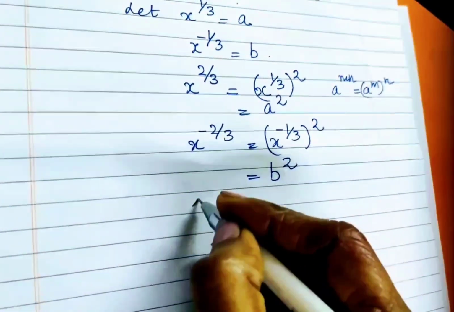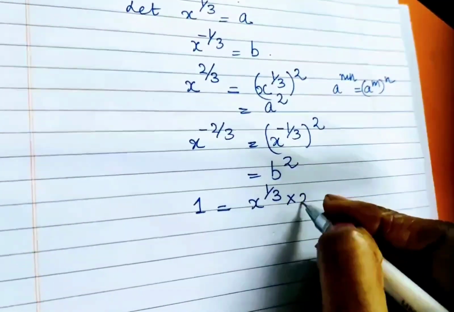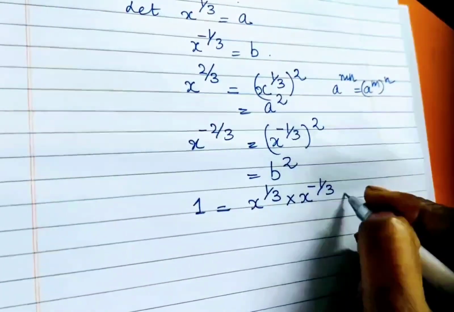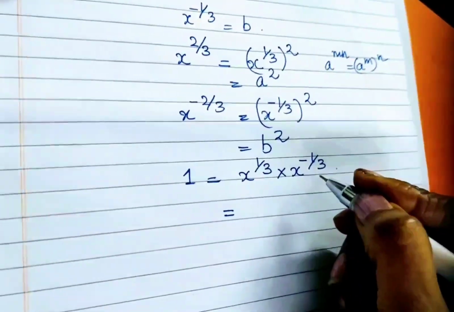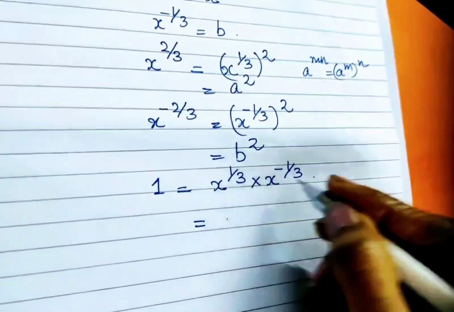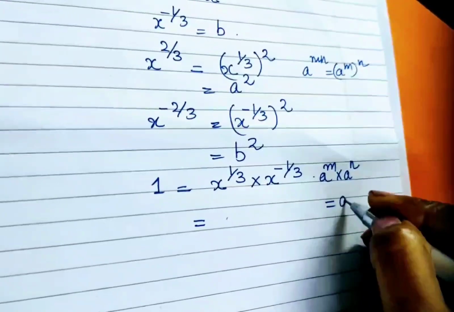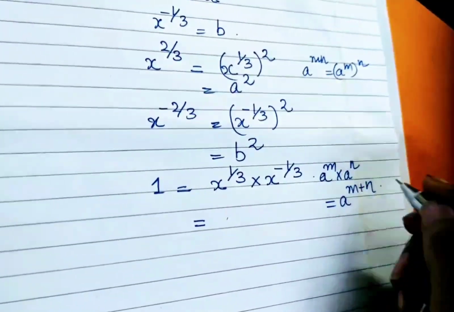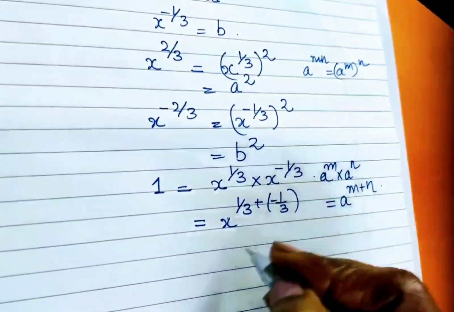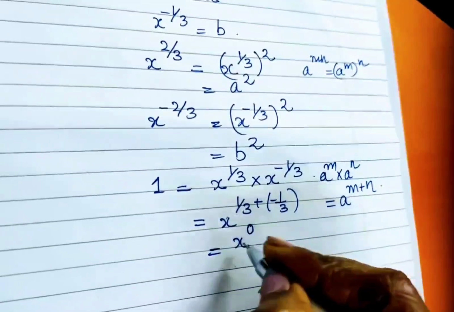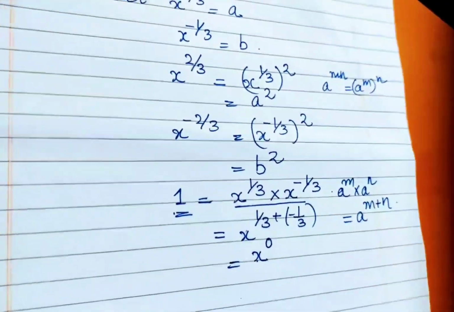So let's see, 1 can be written as x ki power 1 upon 3 into x ki power minus 1 upon 3. You will ask how? We know that again by the rule of exponents, a ki power m into a ki power n can be written as a ki power m plus n. So what we will do here, x ki power 1 upon 3 plus minus 1 upon 3, and this becomes x ki power 0, that is 1. So 1 can be written as this. Okay, now come to the question.